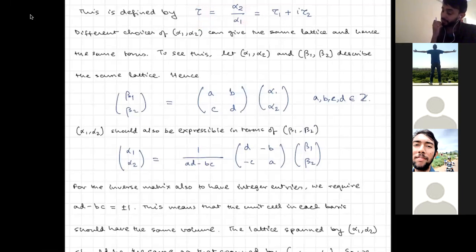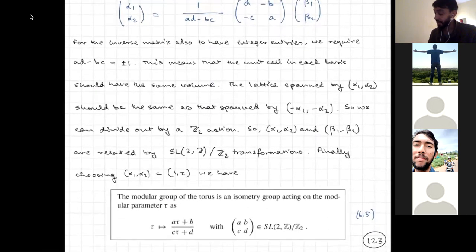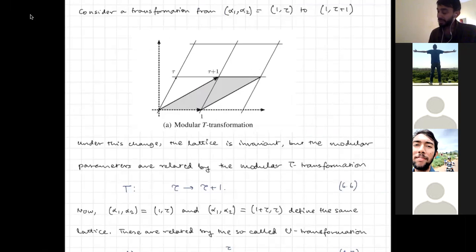And we saw that the transformations that act as an isometric group on this T2 take tau to a tau plus b over c tau plus d, where a, b, c, d are integers. And also the fact that the same will be true if you had minus a's and minus b's means that you have to mod out by Z2. All right, so there were these particular transformations which actually generated the group.